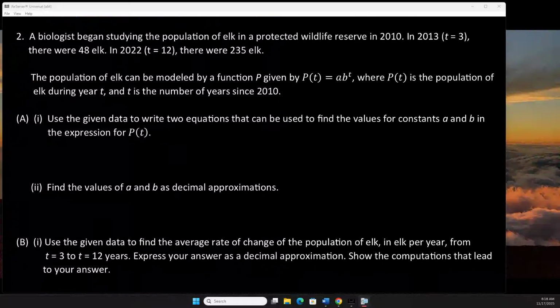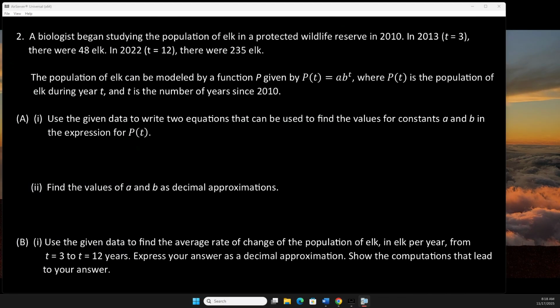And then we have free response question 2. It's also 1 point each part, a total of 6 points. Some of these points are way easier to get than others, but I want you guys to study and try to get all 6 points. On this question, a biologist began studying the population of elk in a protected wildlife reserve in 2010. In 2013, when t was 3, there were 48 elk. In 2022, when t was 12, there were 235 elk.